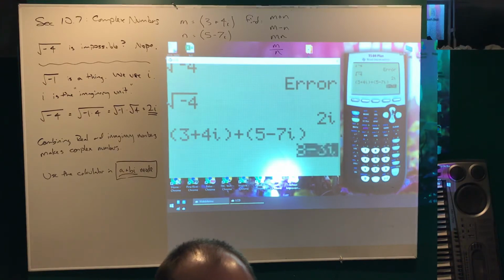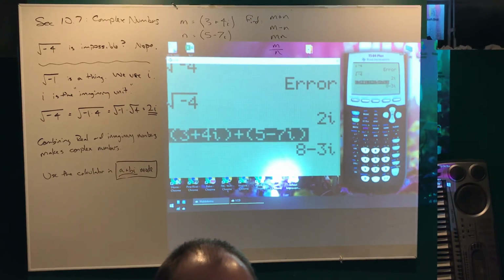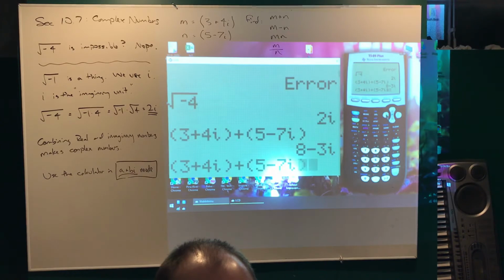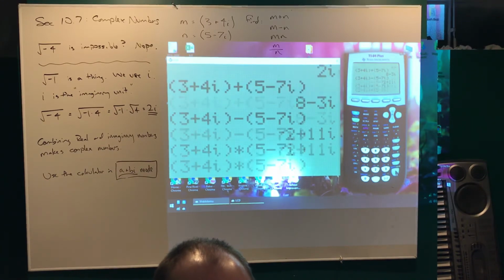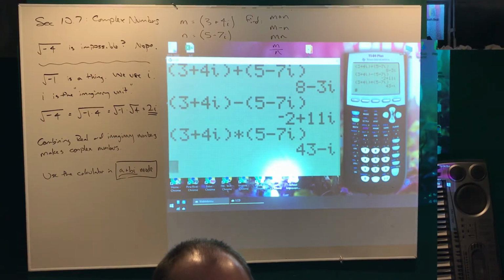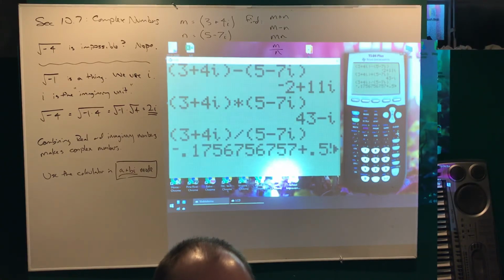Did you know that if you arrow up, press enter, you can grab that thing and it kind of copies and pastes? And then we can just overwrite that with a minus and do that. Grab it again and we can do our multiplication. We have that. And our division, the trickiest of them all, because you know what we're going to get when we divide these? Not something pretty.